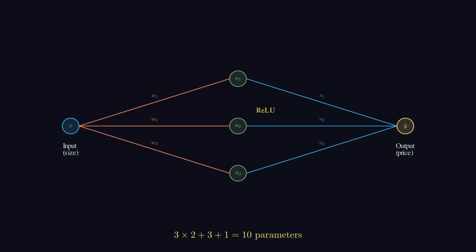These 3 outputs feed into a final neuron, which combines them. The output is V1 times a1 plus V2 times a2 plus V3 times a3 plus C. That's our prediction. This network has 3 times 2 plus 4 equals 10 parameters. Not tiny like linear regression, but not a billion either. Yet it can model curves, peaks, valleys, things a line never could.